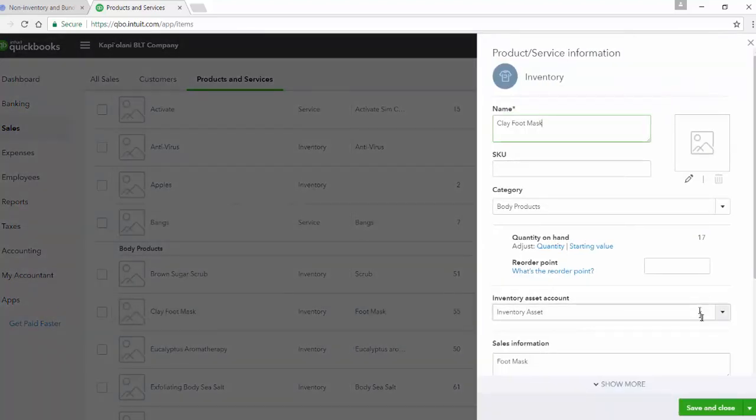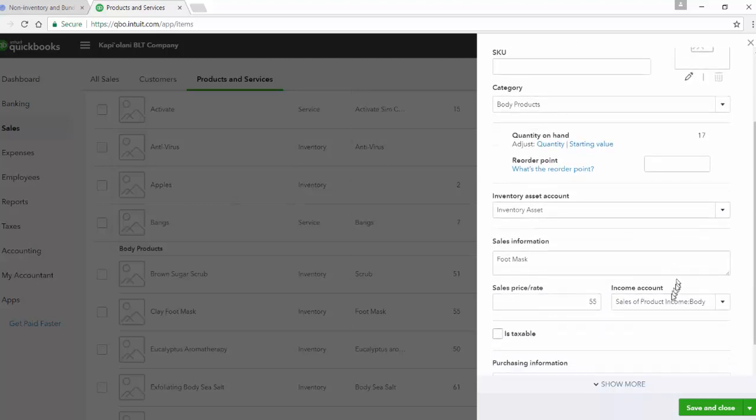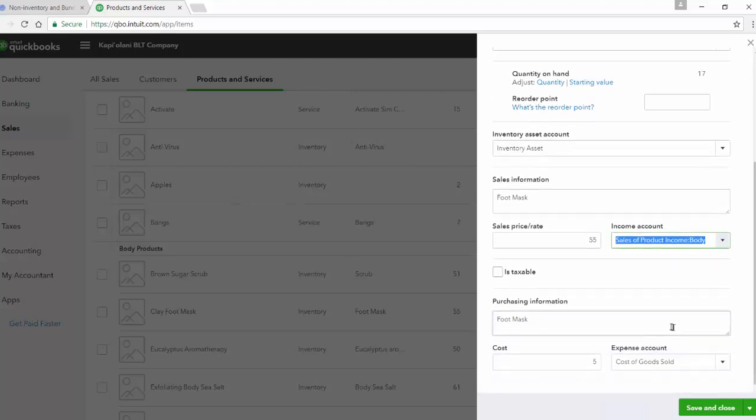You can see it's an inventory asset. It has a category, by the way, which you're allowed to do. And the income account that's linked to is sales of product income. This body wash or something like that. They're supposed to have a spa. And purchasing information, you can put a memo under here if you want, but it doesn't have much connection to the vendor. And the quote-unquote expense account is cost of goods sold.